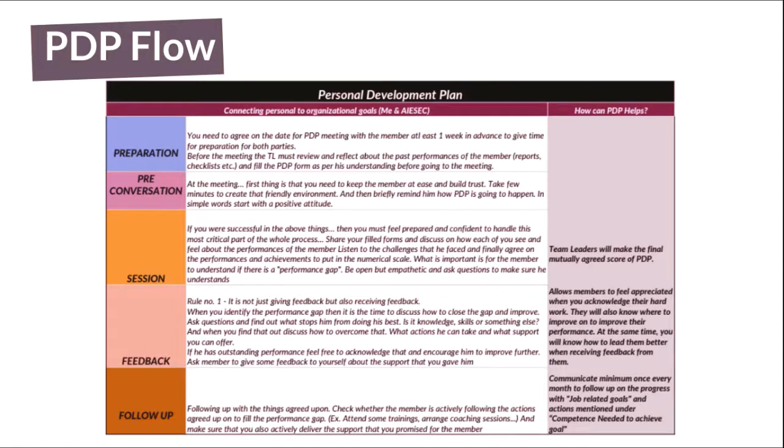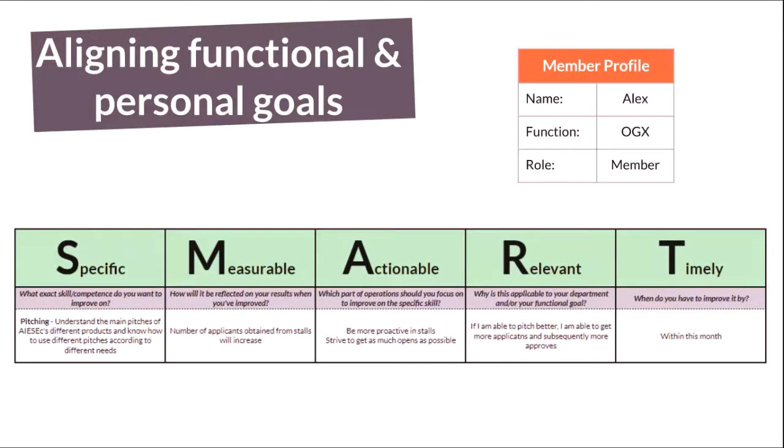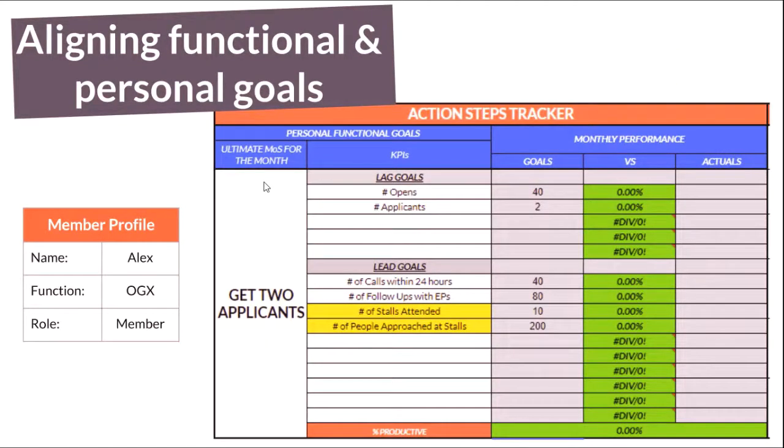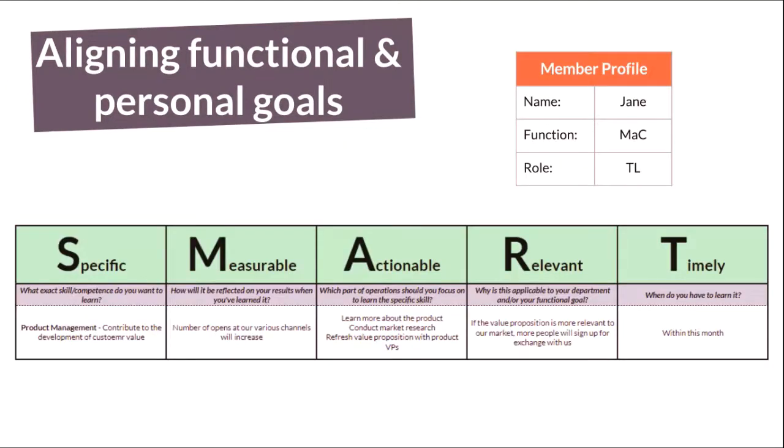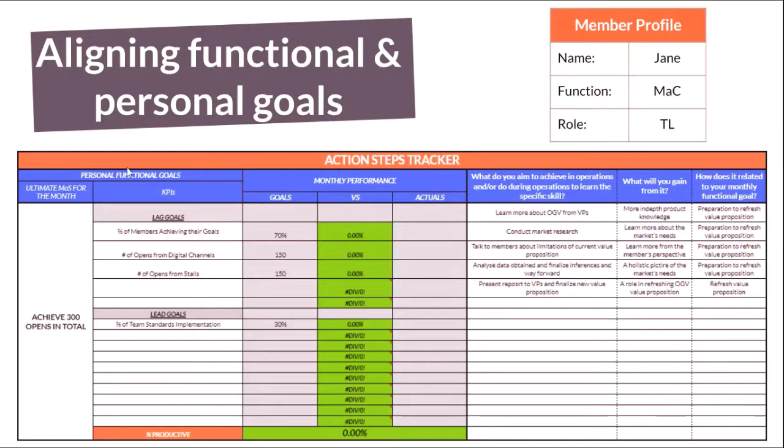So first one would be the PDP plan in terms of what to talk about with the member, how to plan it out. And then next is two member profiles with different functions and different personal development plans they want to achieve, and how it would look using the tools, and what the description would look like. So the first one is an OGX member, and you can kind of see that. And the next one is a MAC TL, where this is SMART, I can explain it later, and these are the goals that they actually strive for.